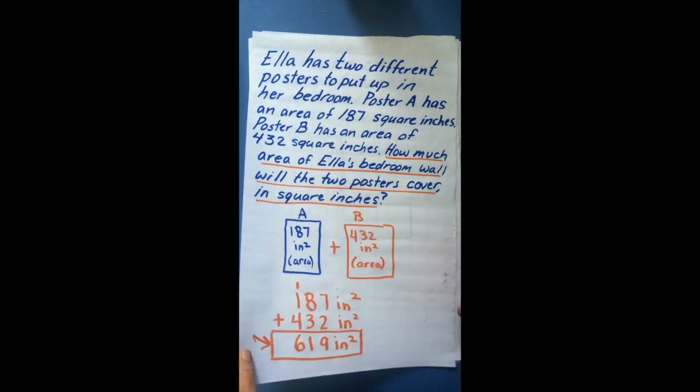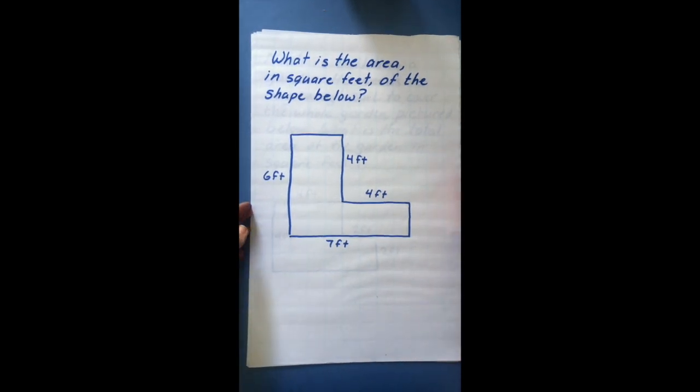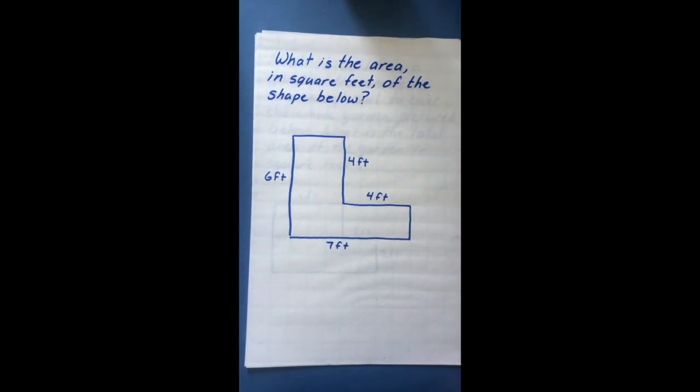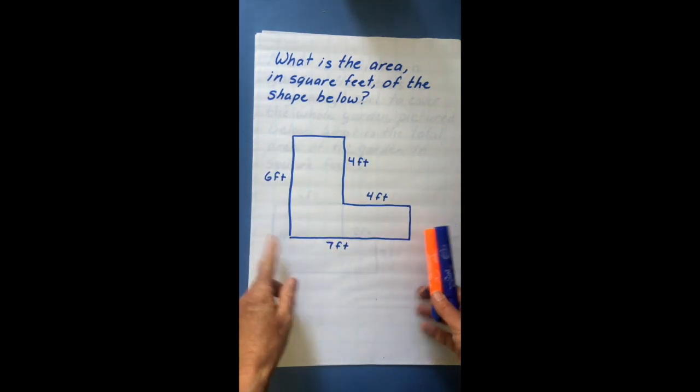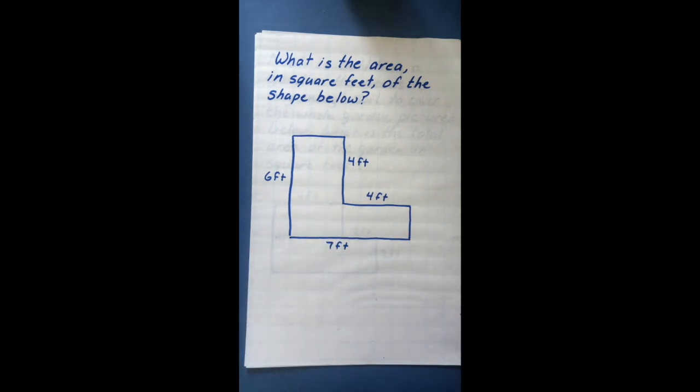Question number 3. Now this one looks really simple, but it's probably the hardest one. It says, what is the area in square feet of the shape below? Now this isn't a square, so our song, perimeter plus is the frame and the window, area is the squares, or length times width. This is an irregular shape, so we can't do that. So we need to break it up into 2 shapes.